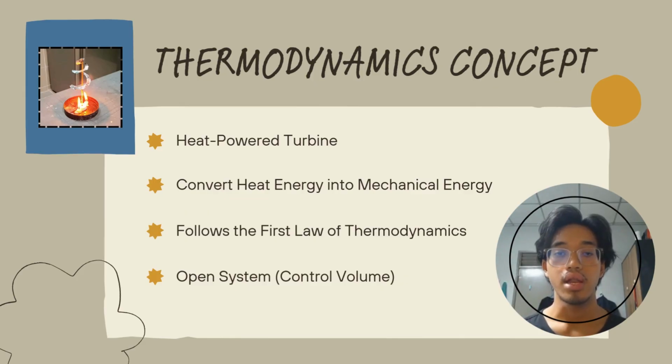So the system that we analyze is an open system or control volume, meaning energy and mass flow through it. The energy entering our system is the heat energy from the candle, and the energy leaving the system is in the form of air movement and mechanical work, and the mechanical work is produced by the spinning turbine.